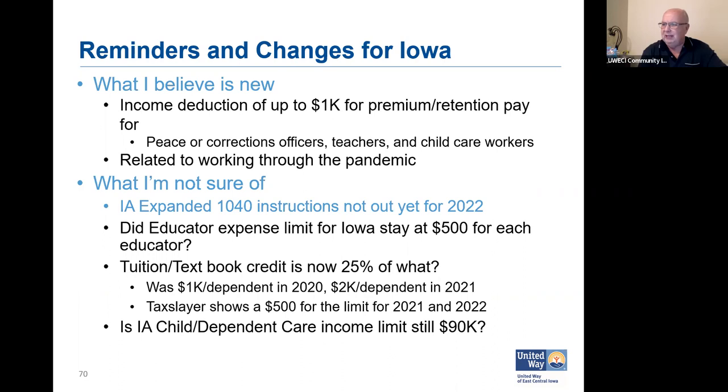And I don't know what the income limit is on the child dependent care credit. Iowa had their own income limit on that. Usually it was 90K last year. I don't know if that's still the case or if that changed. So those are a couple of them that I need to find. If the 1040 instructions came out, I can find all that, but they're not out yet. So that's where we're going in Iowa.